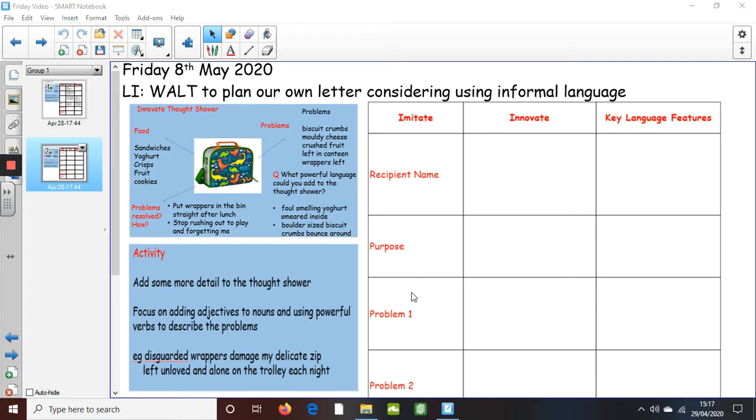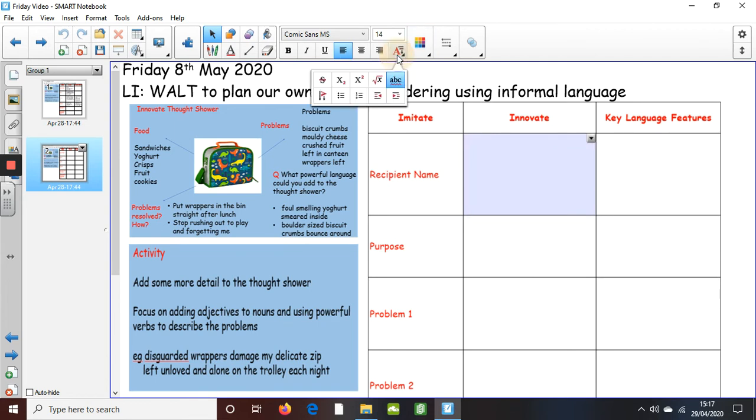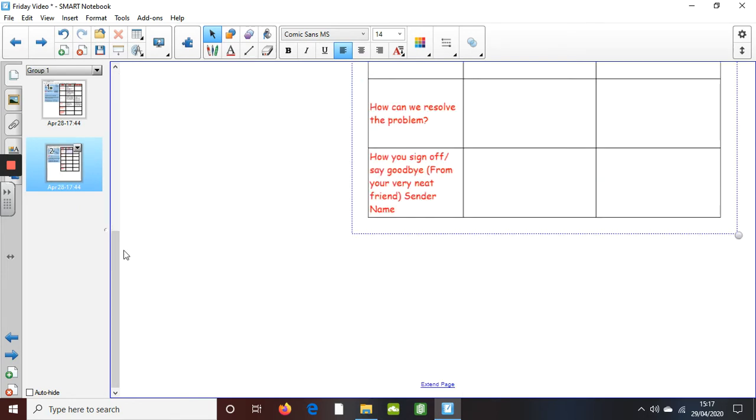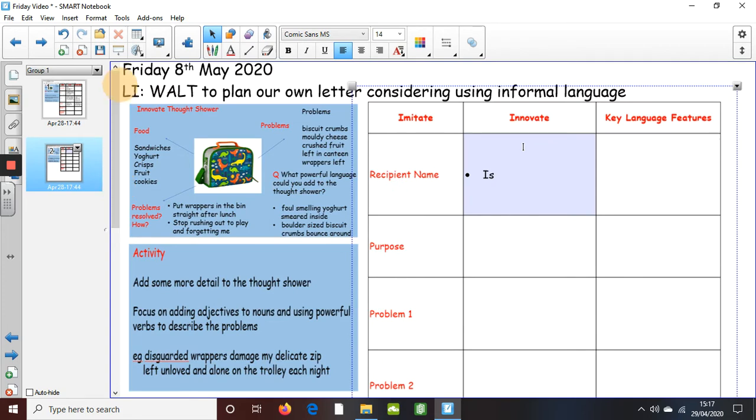Okay, so if we all have a look at the boxing up sheet now, the first part of the boxing up sheet is the recipient name. So the recipient name in the grey crayon was Duncan. So we're going to innovate that now. I'm going to use some bullet points, and I'm going to say that my character's name is Isla.